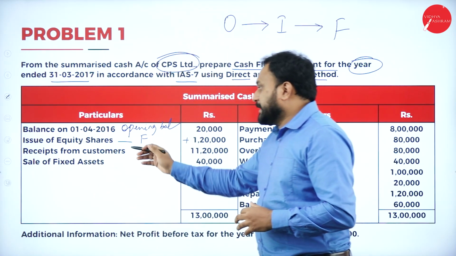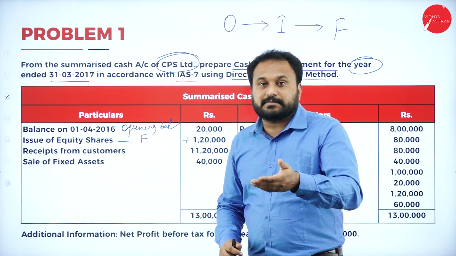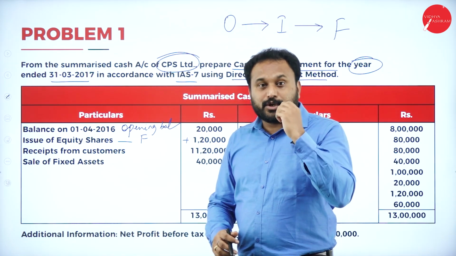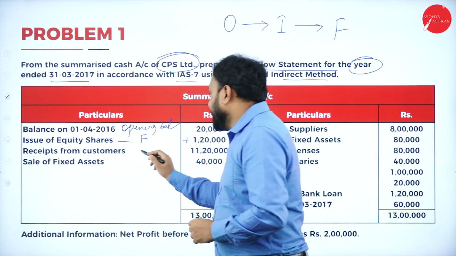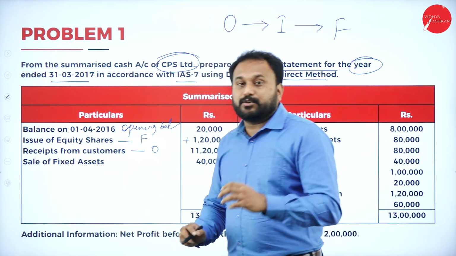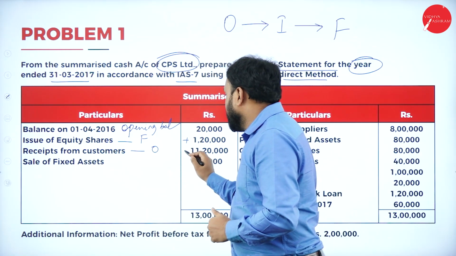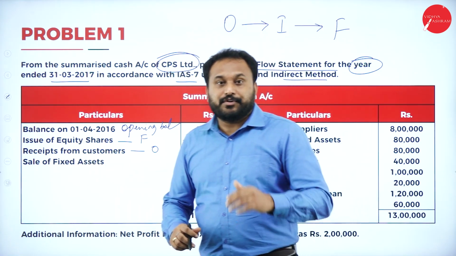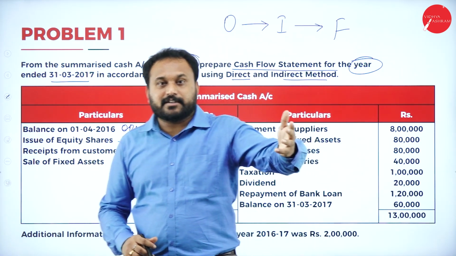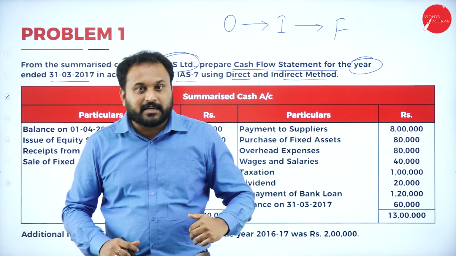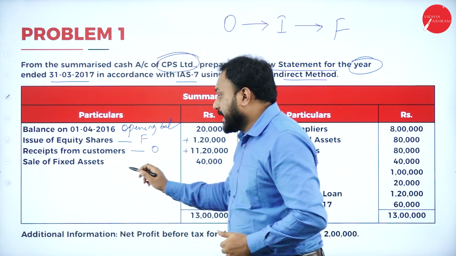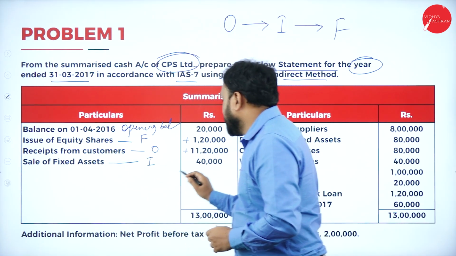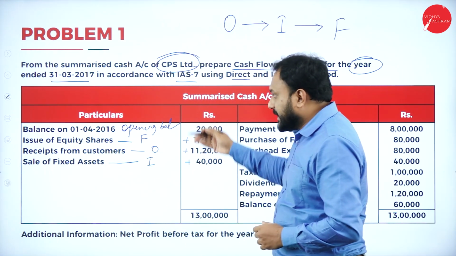Next is receipt from customer. Customers are giving you the money. So what do you need to do? You need to add. Which entry is it? It is operating, and it is plus. Sales of fixed asset. Now fixed asset, I'm selling it. So money will come to me. So again, this is actually investing. So investing, you need to add this. So this entry is done.